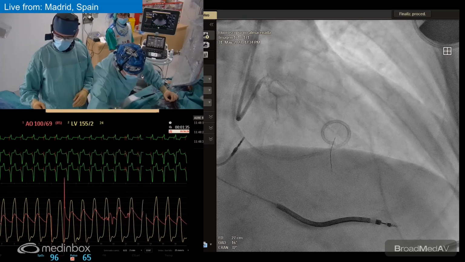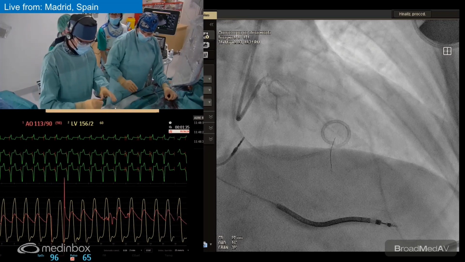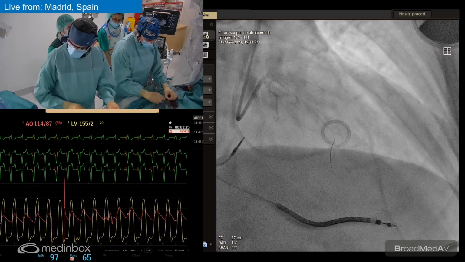We are using a workhorse wire, but sometimes you need a polymeric one if there are more difficulties in advancing.